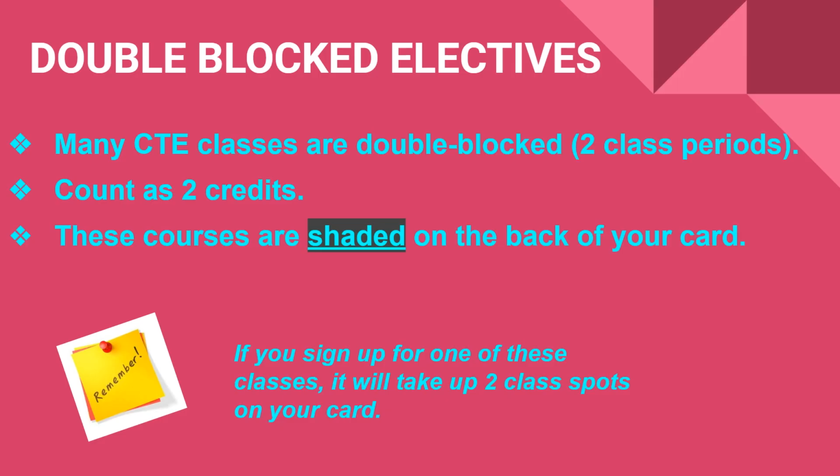Some classes are double blocked, which means they meet every day or are stacked on a single day. You'll find these are the ones that are shaded on the back of your card. This includes athletics, upper-level Kate classes, and top band placements. They will count as 2 credits with the exception of athletics. Double block classes take up 2 boxes on your card.